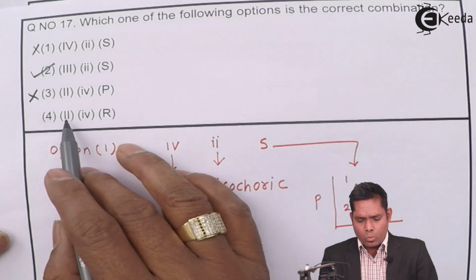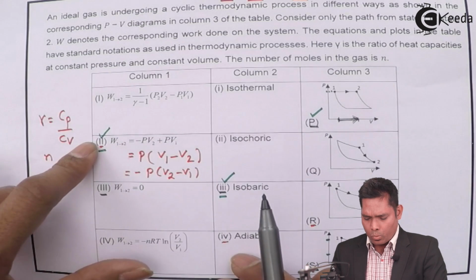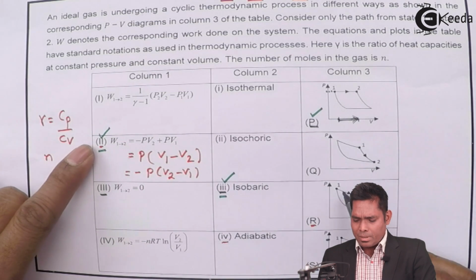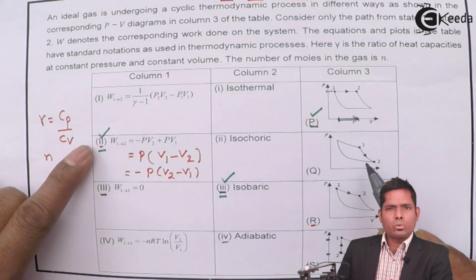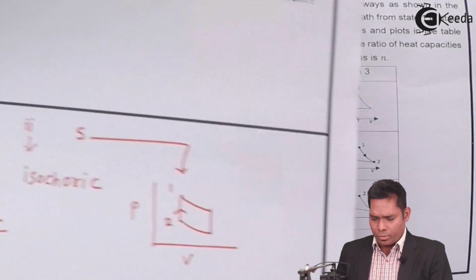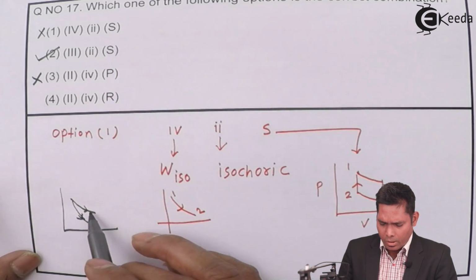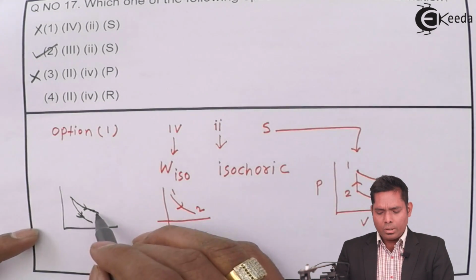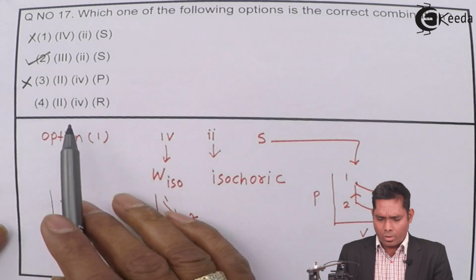Next, the fourth option is 2, 4, R. We will see 4 and R first, and then move to 2. As far as 4 and R are concerned, this might be an adiabatic process, but it seems like an isothermal process, because for an adiabatic process the curve should be steeper. Out of these two curves, this is isothermal and this is adiabatic. The slope of the adiabatic curve is more than the slope of the isothermal. So this way option number 3 also is not right.